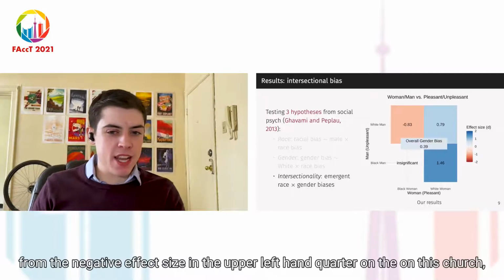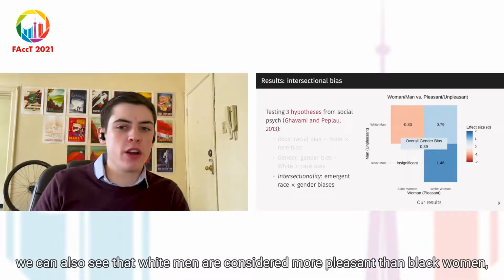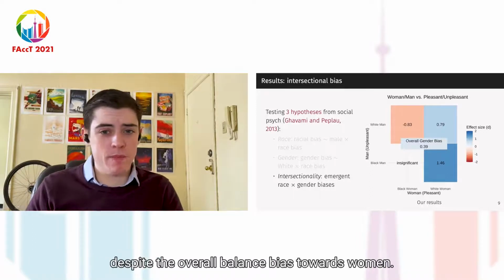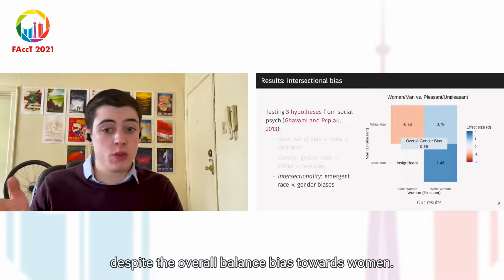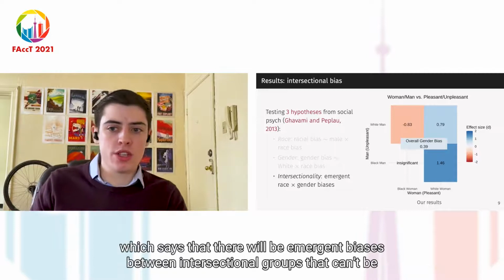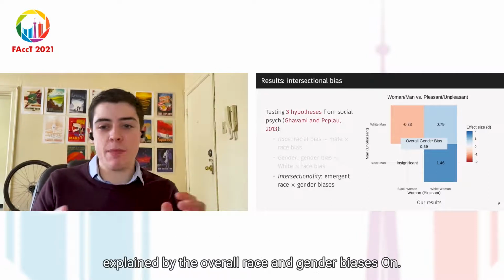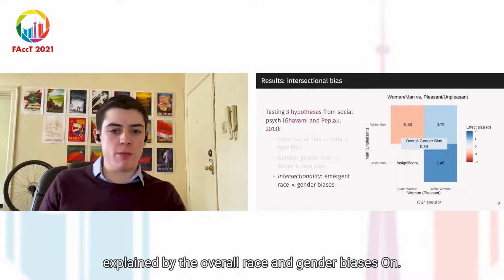From the negative effect size in the upper left-hand quadrant on this chart, we can also see that white men are considered more pleasant than Black women, despite the overall valence bias towards women. And this would be an example of the intersectionality hypothesis, which says that there will be emergent biases between intersectional groups that can't be explained by the overall race and gender biases.